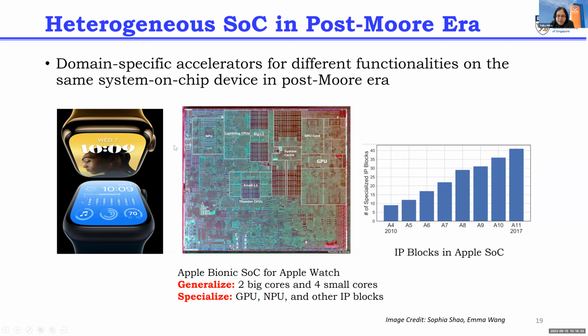What you can see is that it combines generalized cores, 2 big cores and 2 small cores, but it also has a lot of specialized units. It has a GPU, a neural processing unit, and other IP blocks. By some estimates, there are at least 50 to 100 different IP blocks in there.